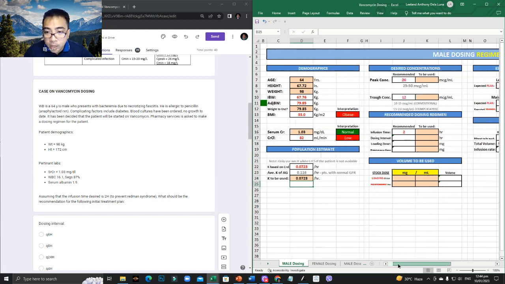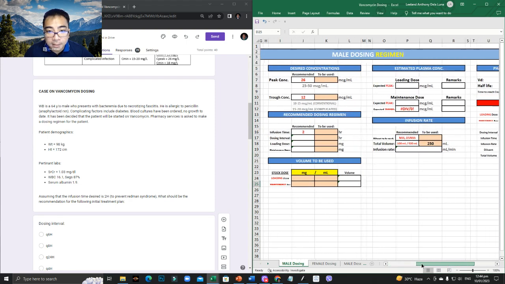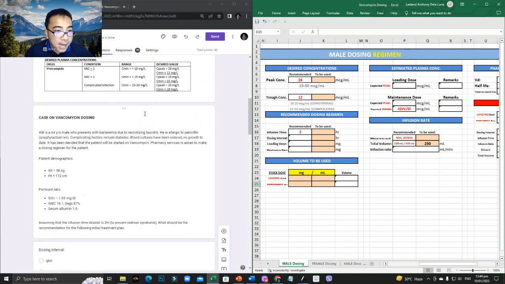Now class, looking at the patient's condition, he has bacteremia. Because it is bacteremia, that's technically considered a complicated infection. Therefore our desired peak would be 26 and our desired C-trough would be 18 milligrams per liter. Since it's a complicated type of infection, we'll aim for a higher C-trough. So, peak is 26. C-trough is 18.